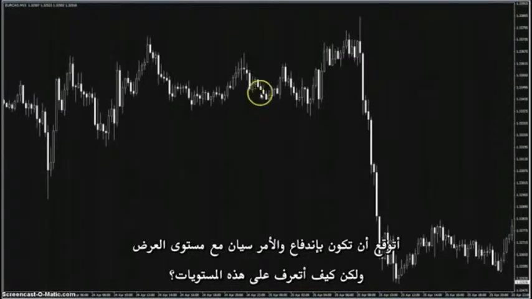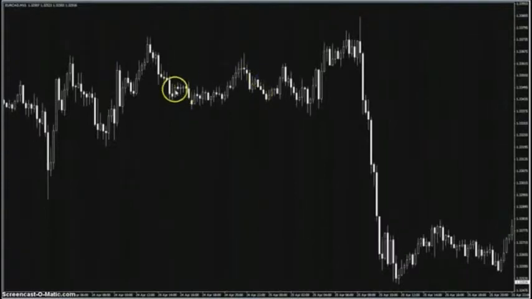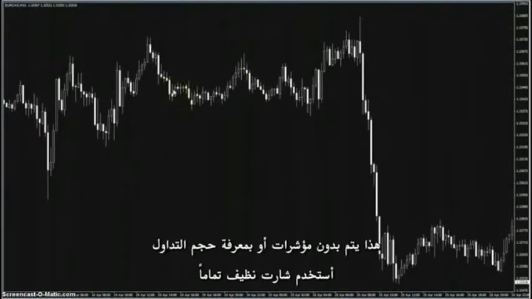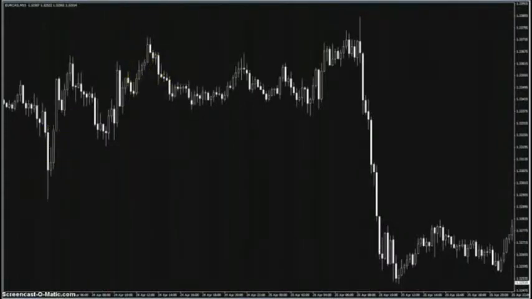Now, how do I identify these zones? Well, again, this is done without any indicators. I don't use volume. I don't use anything. I use a naked price chart, and that's it. So let me just get into this here.